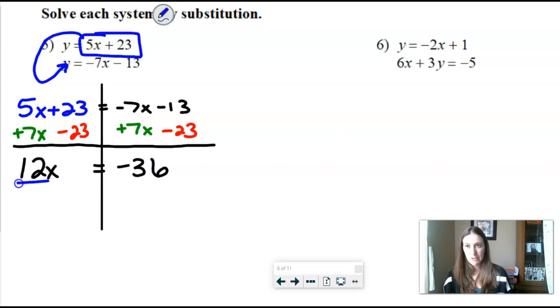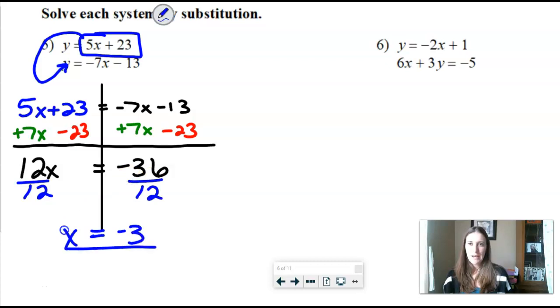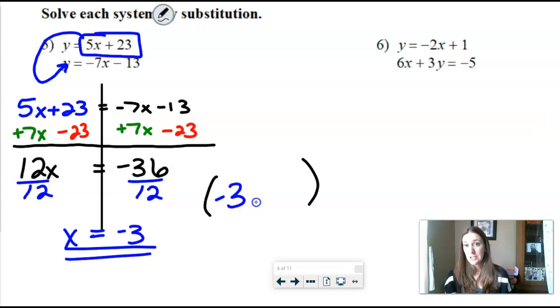One more step and we're home free. Kind of. We're going to divide both sides by 12, and we're going to get x equals negative 3. Now, that's only half the story. All you found right now is that x equals negative 3, but I still need to know what y is. Well, you have a recipe for y up here. This thing you boxed in tells you exactly how to find y. It says y is 5 times x plus 23. We just found x. It was negative 3.